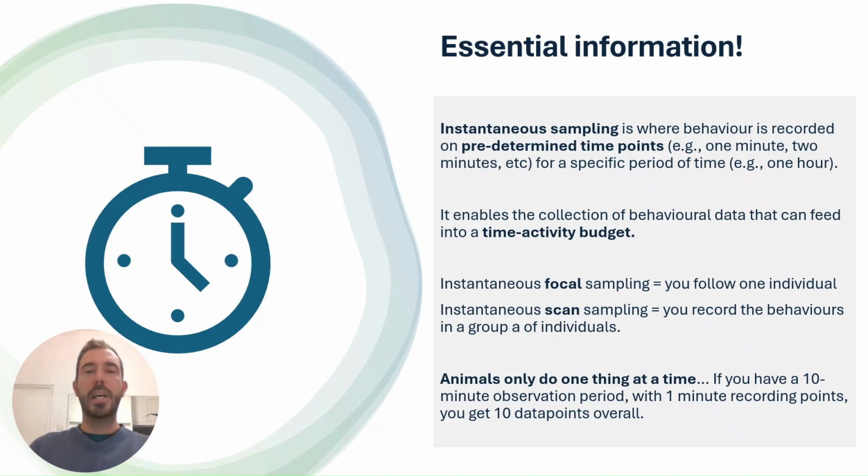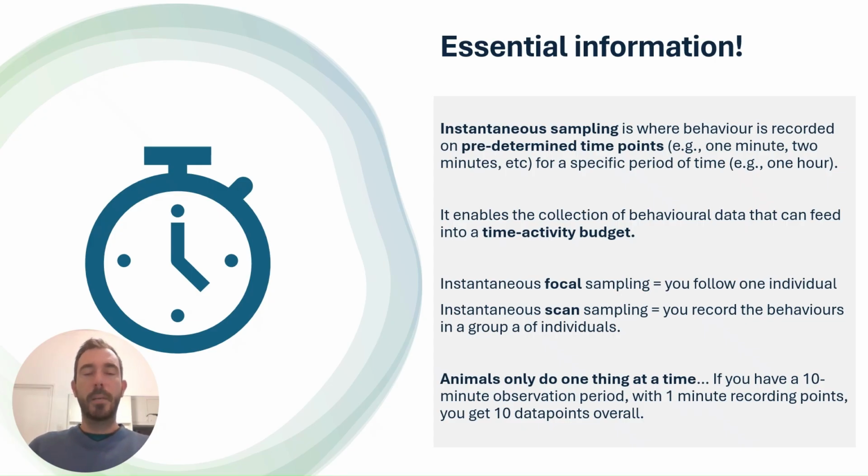You would do instantaneous focal sampling if you are following a particular individual. You can recognize that individual, so observe it for the full duration of your recording time. Or you would do instantaneous scan sampling, where you count the number of individuals within a group that are performing each behaviour in your ethogram on your designated time point. And instantaneous scan sampling is performed when you can't identify individual animals in your group.